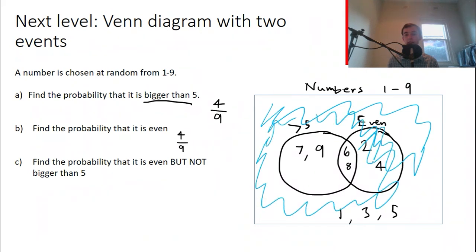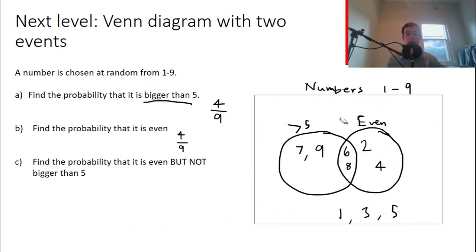See, I've shaded in everything except for this circle. All of these numbers that I've covered up with blue are not bigger than 5. So that's 2, 4, 1, 3, and 5. So it says find the probability that's even but not bigger than 5.